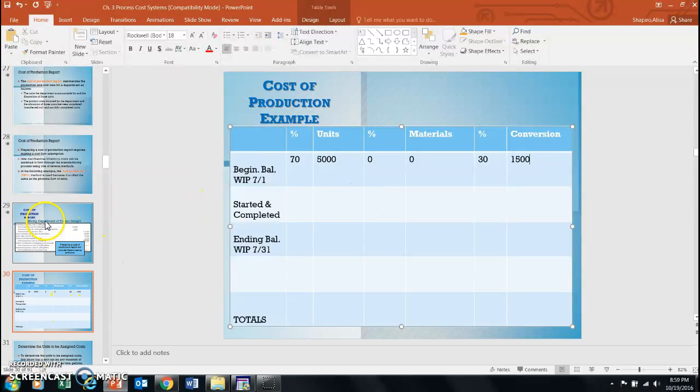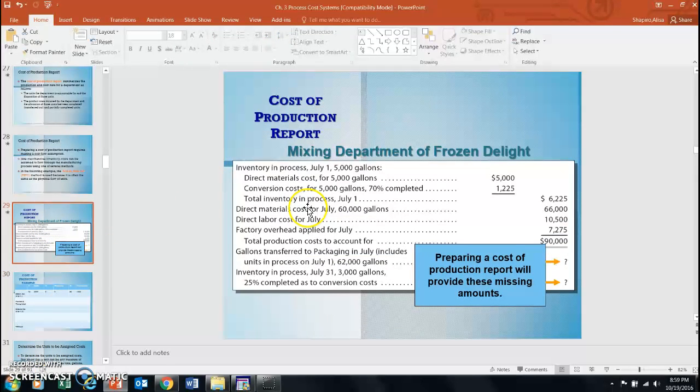So let's look at the next column, started and completed. Well, I know a couple of things here. If we look at this slide, it says gallons transferred to packaging. So I know 62,000 gallons left mixing and went to packaging. Does that mean all those gallons were started in July and finished in July?